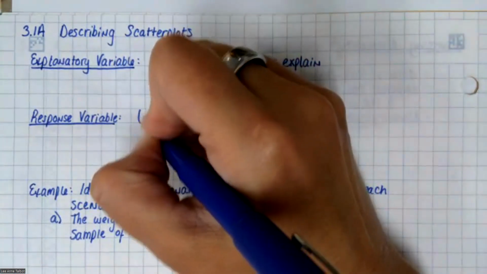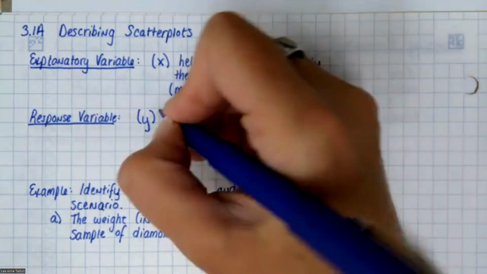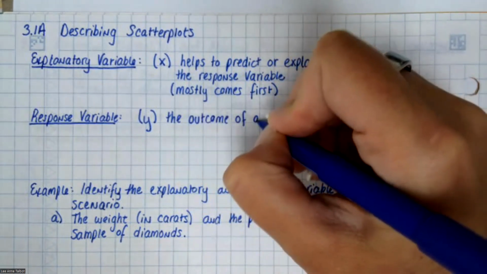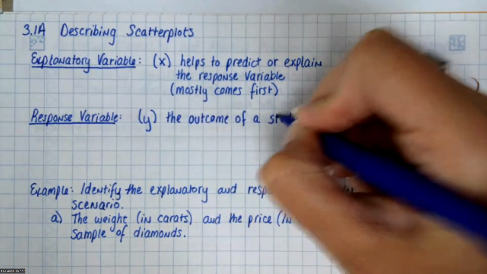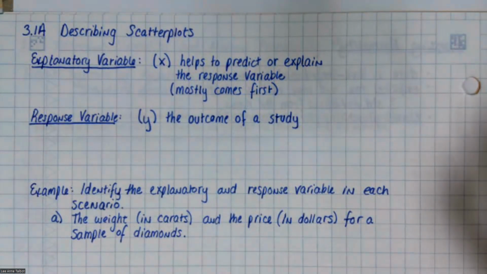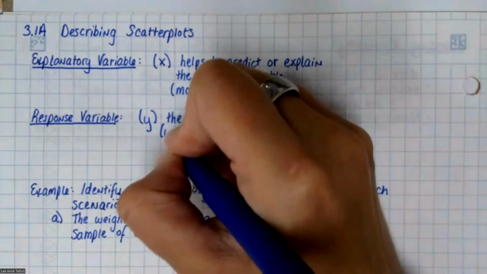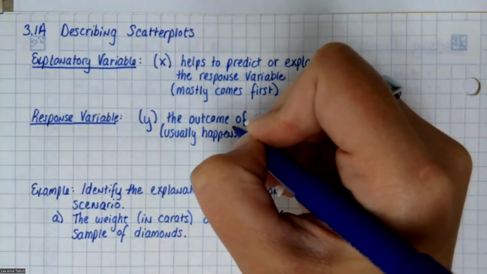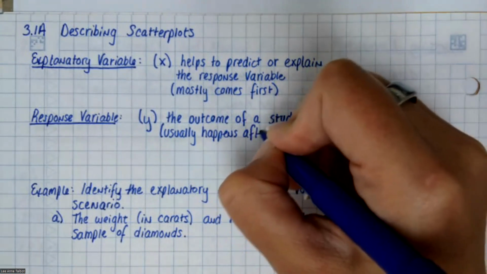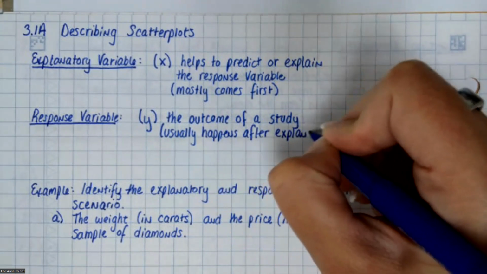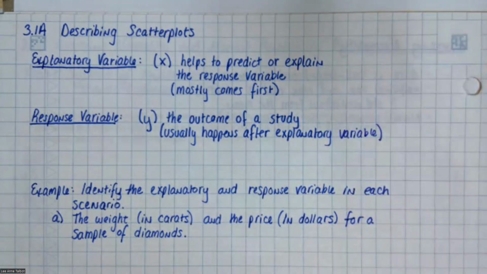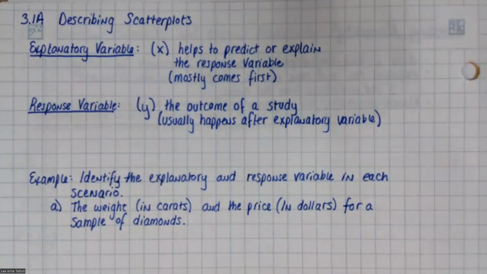Response variable is the Y. The response variable is the outcome of what you're trying to study. It usually happens after.